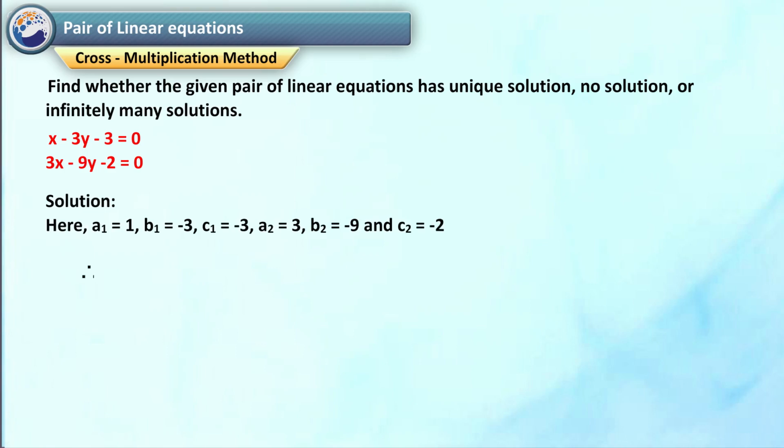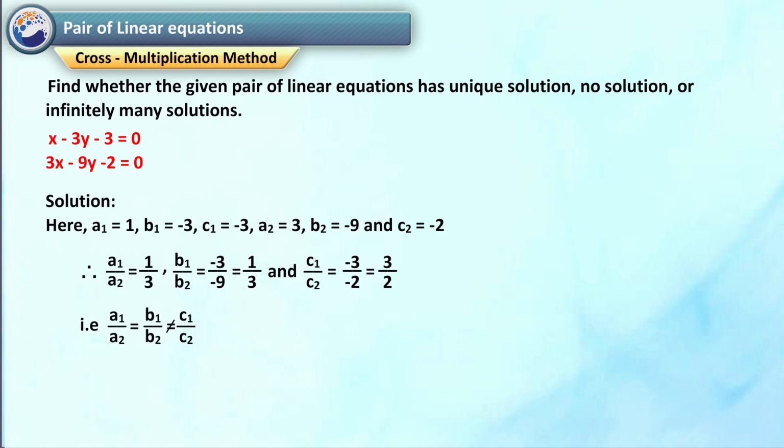Therefore, a1 upon a2 is equal to 1 upon 3, b1 upon b2 is equal to minus 3 upon minus 9, that is equal to 1 by 3, and c1 upon c2 is equal to minus 3 upon minus 2, that is 3 by 2. a1 upon a2 is equal to b1 upon b2 is not equal to c1 upon c2. Hence, the given pair of equations have no solution.